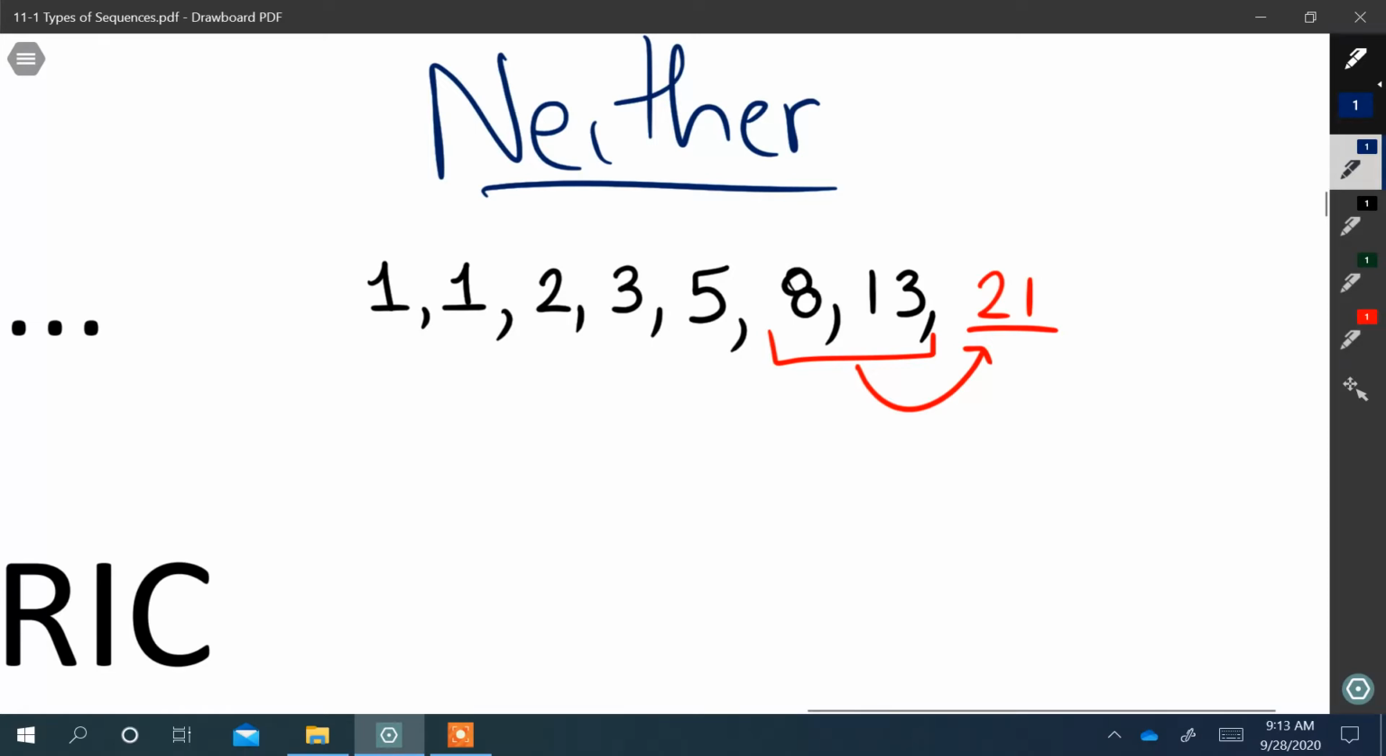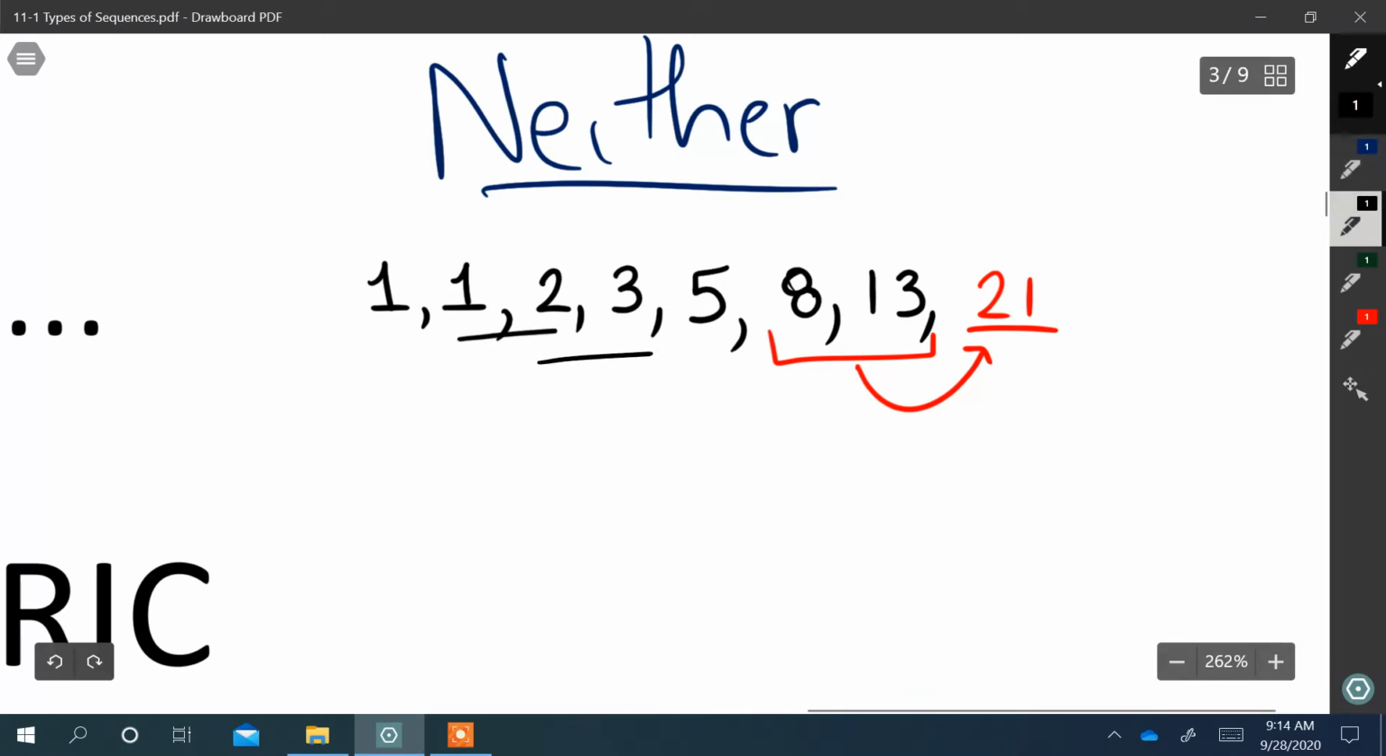Why? Because even though there is a pattern that we follow, it's neither arithmetic. We're not really adding any fixed number. So yes, I am adding this and I'm adding that, but you have to add a fixed number all the time. There needs to be a common difference. Okay? So this would be a neither one.